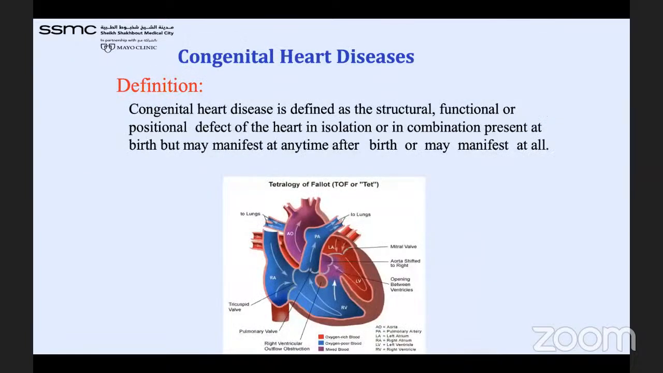So congenital heart disease itself is defined as a structural, functional, or positional defect of the heart, in isolation or in combination, present at birth, but may manifest at any time after birth or may not manifest at all. So there are a few congenital heart diseases like TOF, tetralogy of Fallot. It can present at birth or it can present late in life. Similarly, there are a few congenital heart diseases which present in adult life. So it can present at any time, depending on the severity of the disease.